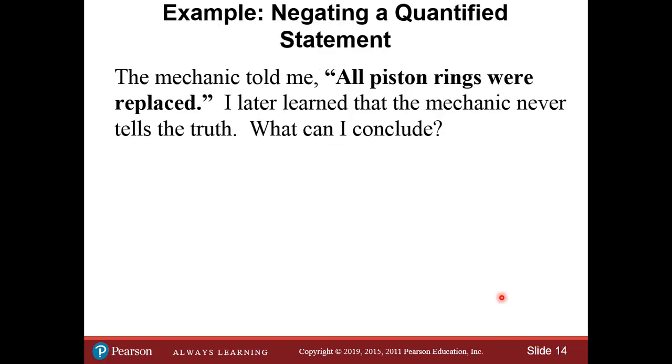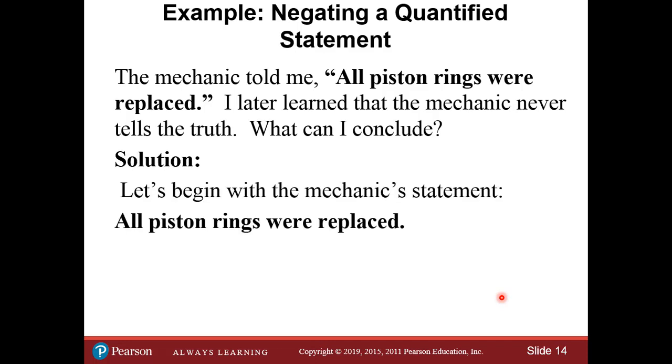So now, negating a quantified statement. If I had a mechanic and the mechanic told me all piston rings were replaced, and then later I learned that that mechanic never tells the truth, what can I conclude? Well, that the statement he made is false, so the true statement is the negation of that statement. So the truth would be the negation of what he told me.